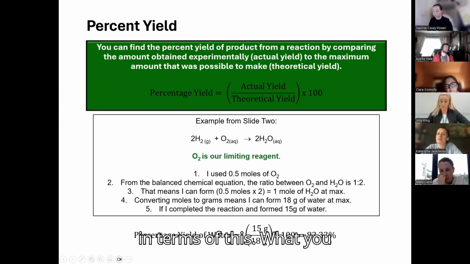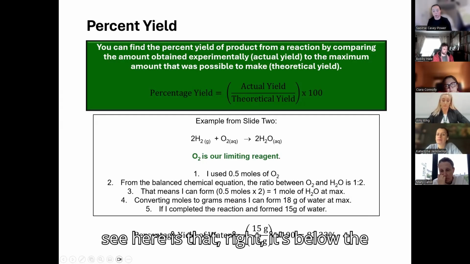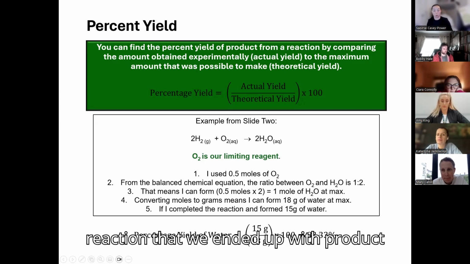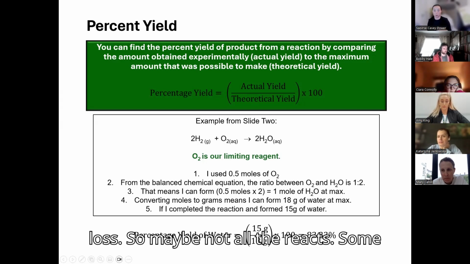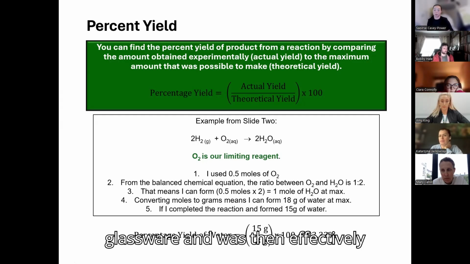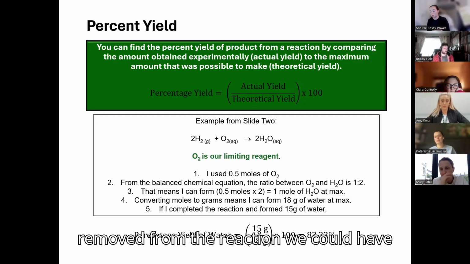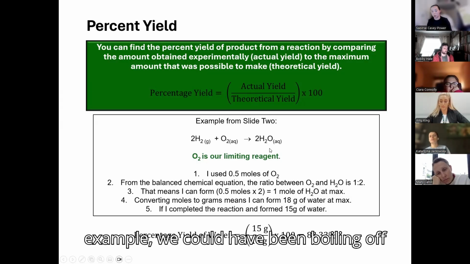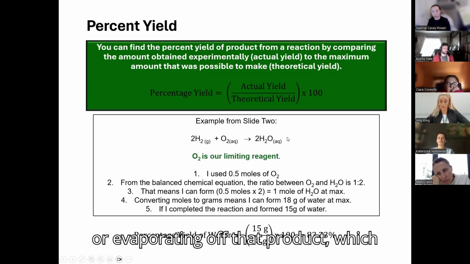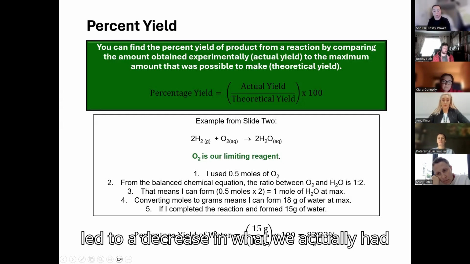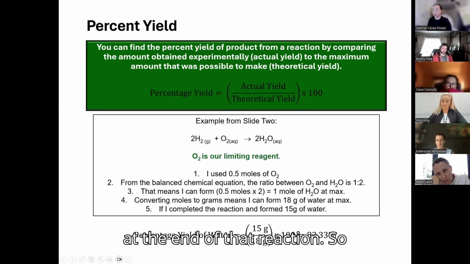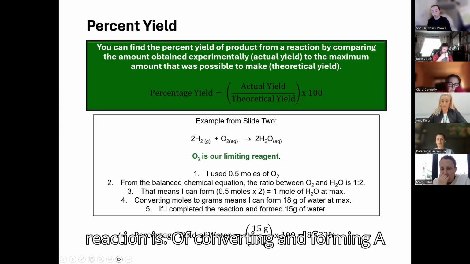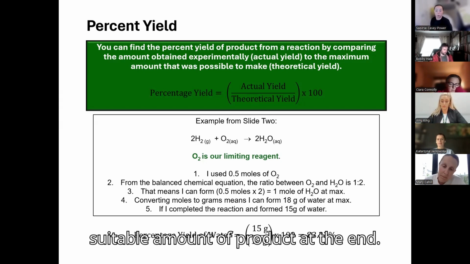So in this case, what you'd see is that it's below 95%. So something happened during the reaction that led to product loss. Maybe some of the reactants stuck to the glassware and were effectively removed from the reaction. Particularly for water, if the temperature went over 100 degrees, for example, we could have been boiling off or evaporating that product, which led to a decrease in what we actually had at the end of the reaction. So it's a good way to test reaction efficiency and how capable that reaction is of forming a suitable amount of product at the end.